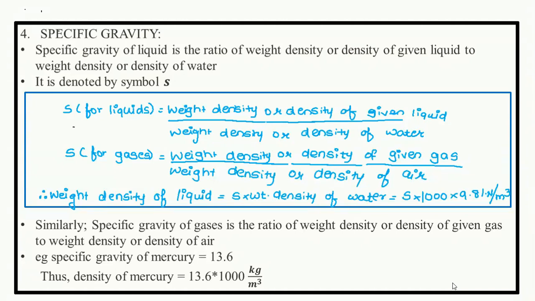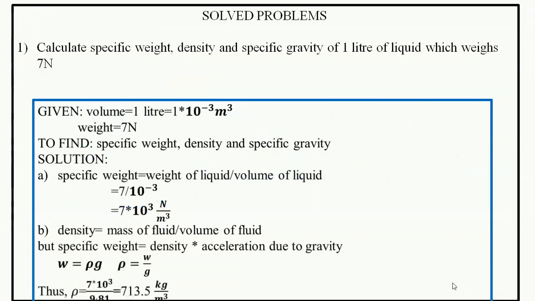You are getting the weight density in Newton per meter cube. For example, take mercury, whose specific gravity is 13.6. To determine the density of mercury, it is 13.6 into 1000 kg per meter cube. And if you have to determine the weight density of mercury, you simply multiply it by 9.81. You are getting the weight density of mercury in Newton per meter cube.